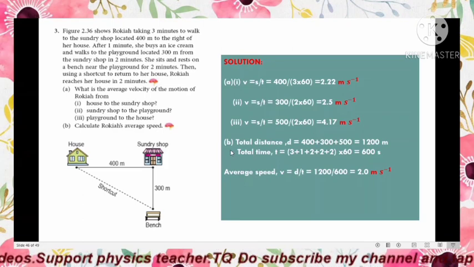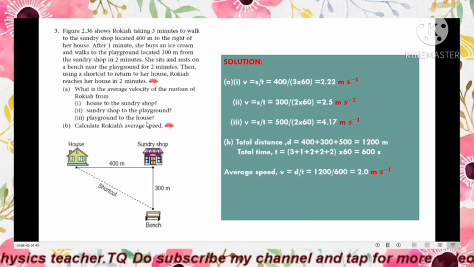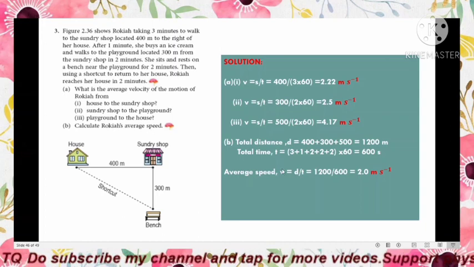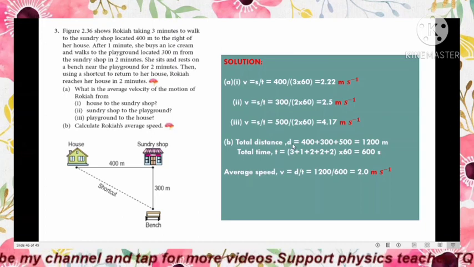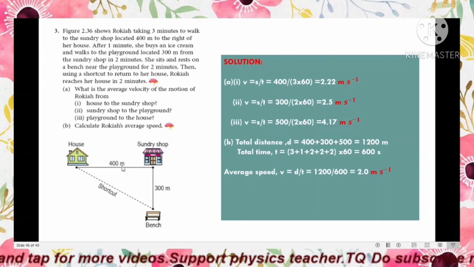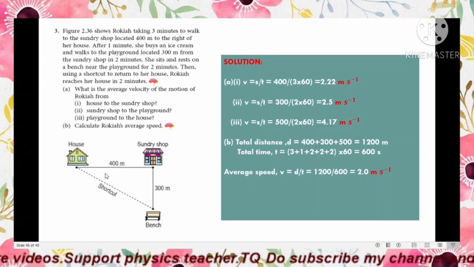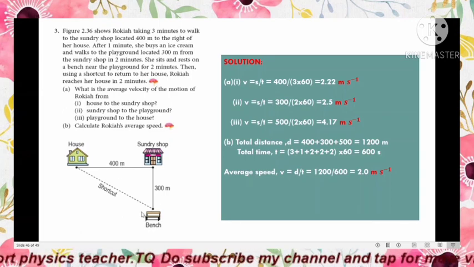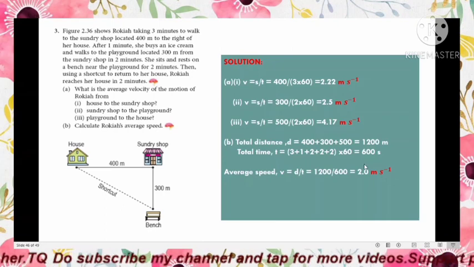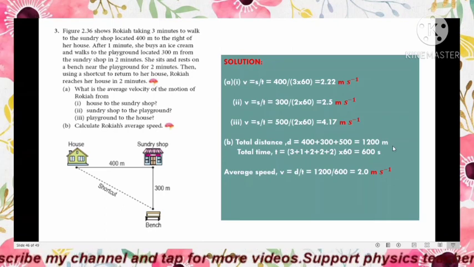For part B, you want to calculate average speed. This is scalar. So total distance traveled is the total length of path traveled. So you just total up, no need to consider direction. So 400 plus 300 plus 500. So it becomes 1,200 meters.